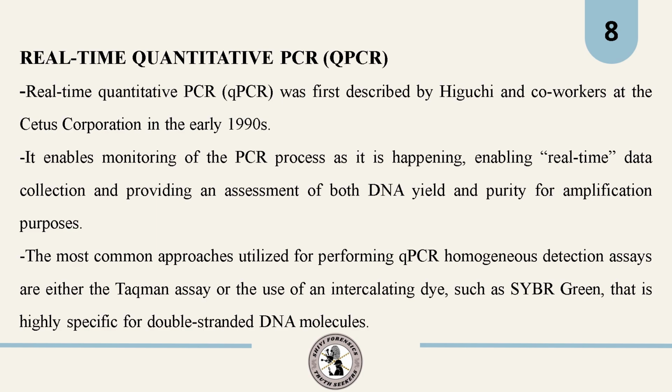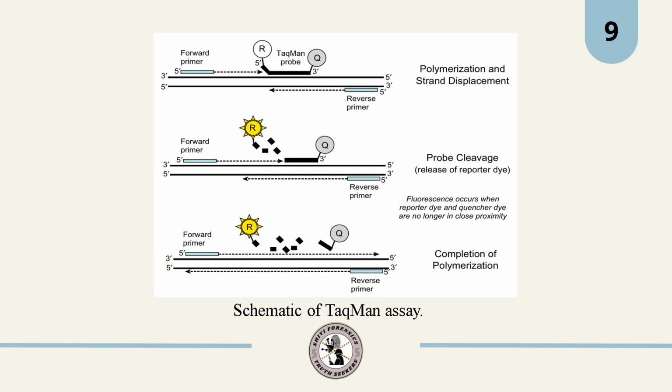Now, this is based on the approach of the TaqMan assay or the use of intercalating dyes such as SYBR Green, which is very specific for double-stranded DNA. In basic PCR amplification, there are three steps. First one is denaturation, in which both the strands get separated. Second is annealing, in which the forward and reverse primers get attached. And the third one is extension, in which DNA polymerase extends both primers by adding NTPs. Now these three basic steps are common in real-time PCR also.